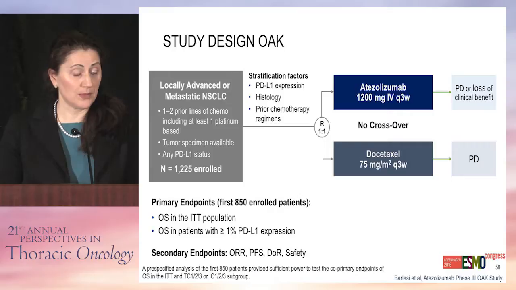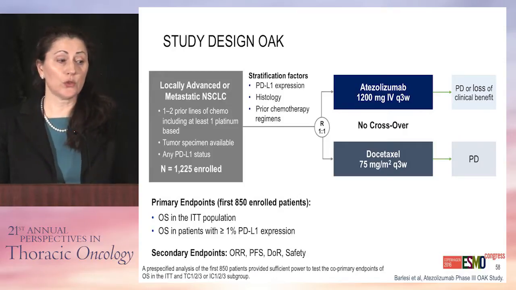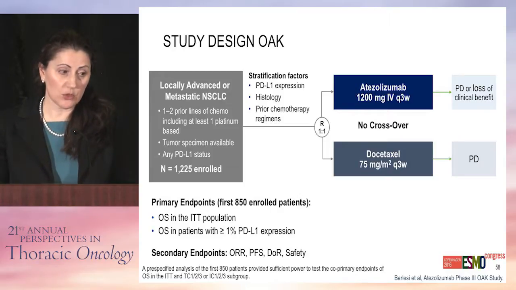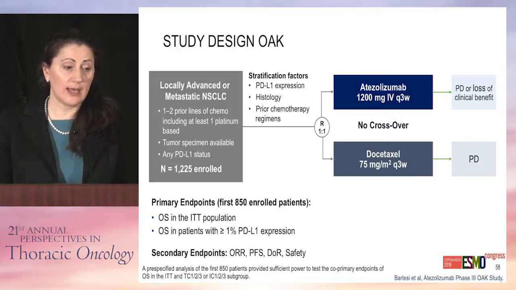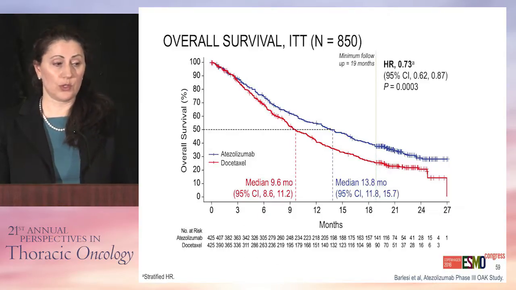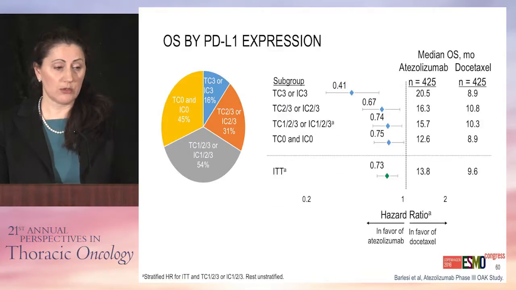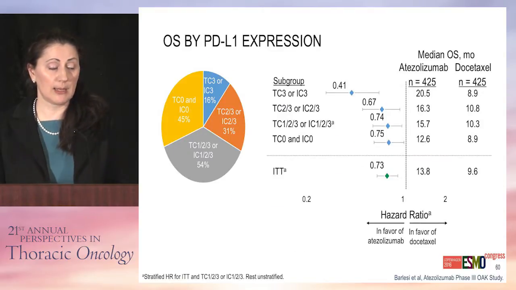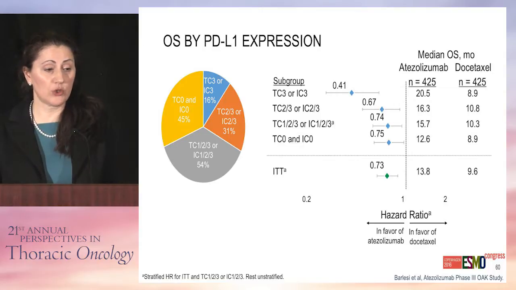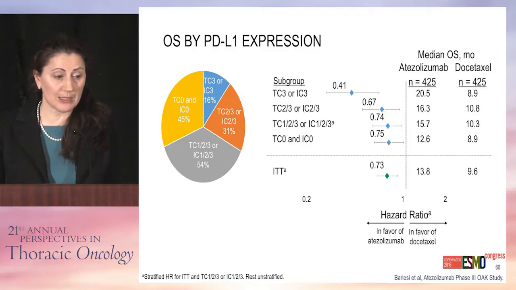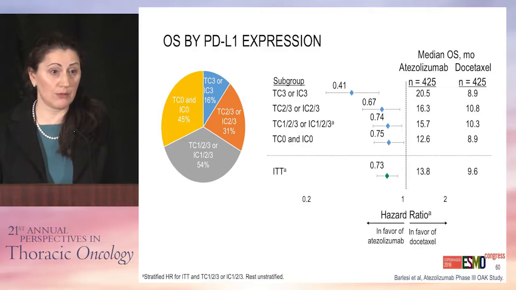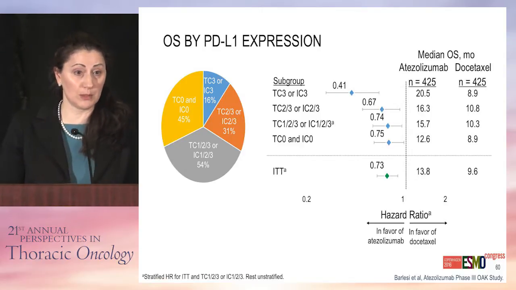Atezolizumab was also recently approved by the FDA based on the results of the OAK study, and this study demonstrated superiority over docetaxel. You can see the results here, and it is important to say that PD-L1 expression also made a difference here, but overall, if you combine all this group, even the group that has no expression receives benefit from this drug. Therefore, the label does not include selection by PD-L1.